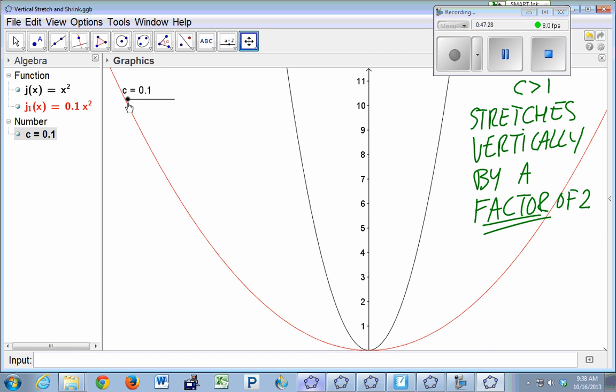So if I'm between 0 and 1, how does my shape change? Here's my original shape. What's happened? It's gotten wider, right? We say it shrunk. Why do we say it shrunk? Because now you're much closer to the x-axis than you were before. Your distance to the x-axis has gotten a lot shorter. It's rising more slowly.